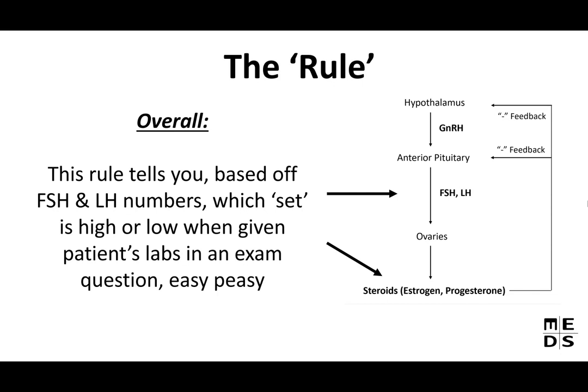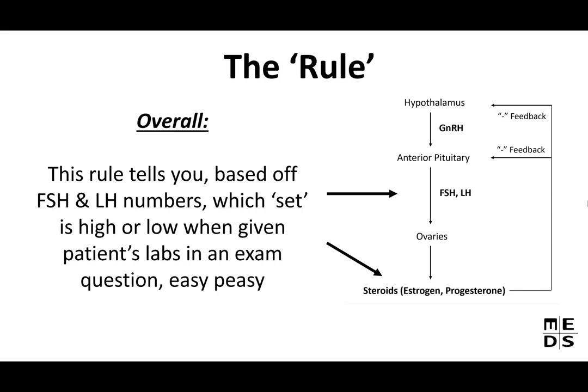Essentially, it's just a rule that they cannot be both high, they cannot be both low. One has to be one or the other, and they're inverse of each other. So that's all I'm trying to tell you. In the beginning, FSH and LH are going to be high, steroids are going to be low, and then throughout the menstrual cycle, that is going to switch. It'll go from low to high, meaning that FSH and LH are going to be low and the steroids are going to be high.